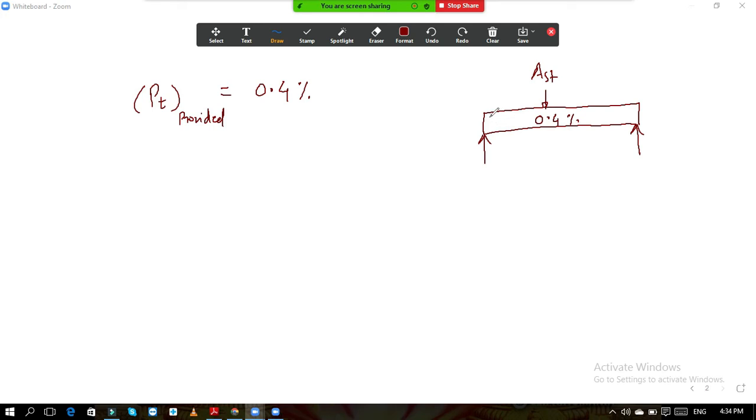And at some distance from the support, half of this reinforcement is provided, that is 0.2% and 0.2%. This is the normal practice while designing.